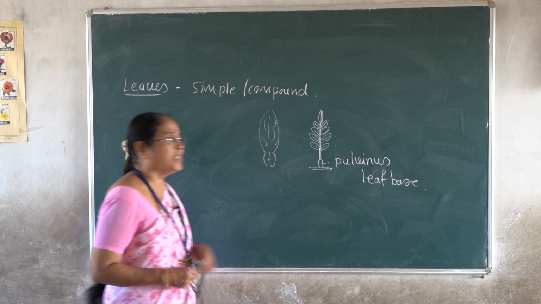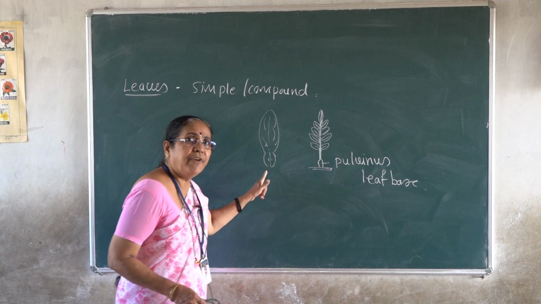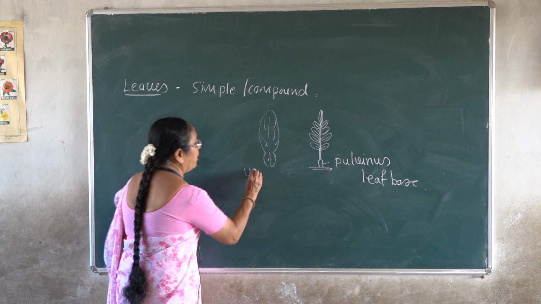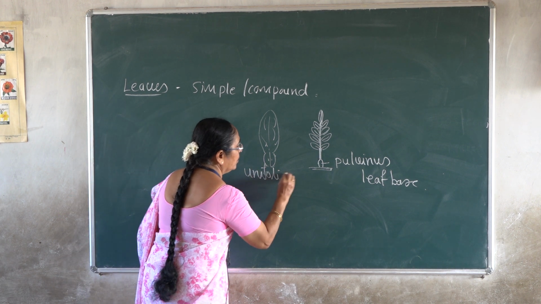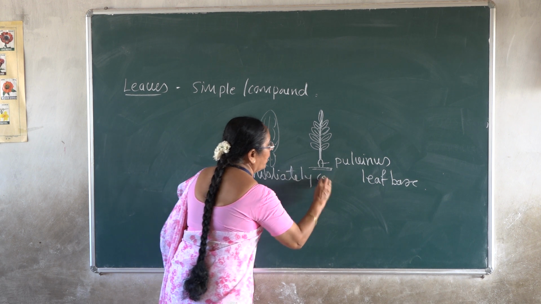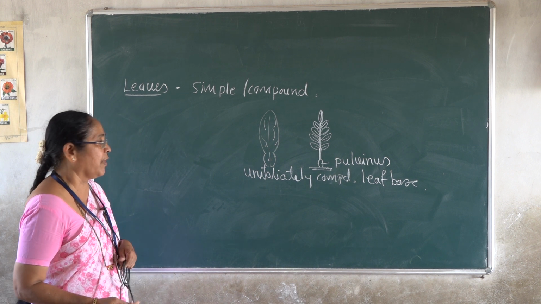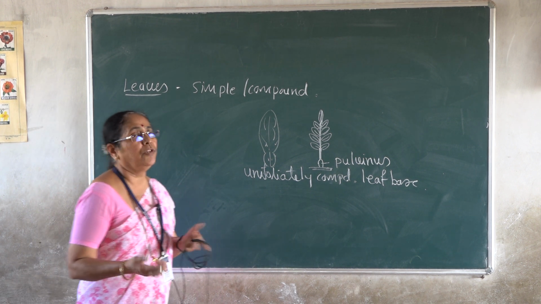Some species of citrus, they belong to this type of leaf nature. They are characterized by this type of leaf nature. This is called as unifoliately compound. Please check the previous videos. You will come to know what are the different types of compound leaves. It is described in detail in those videos.